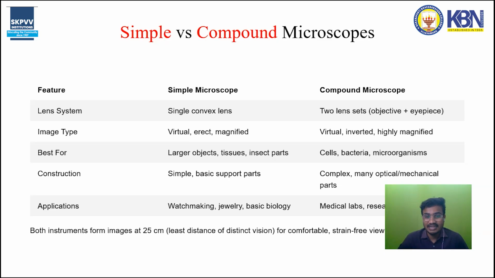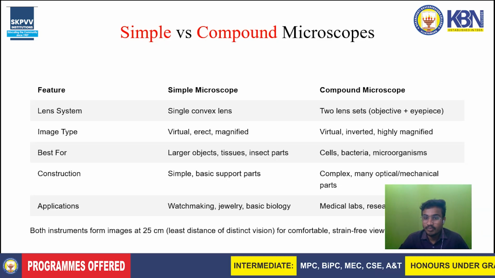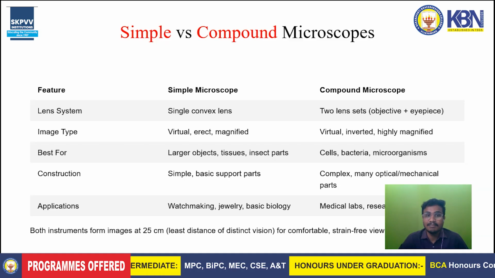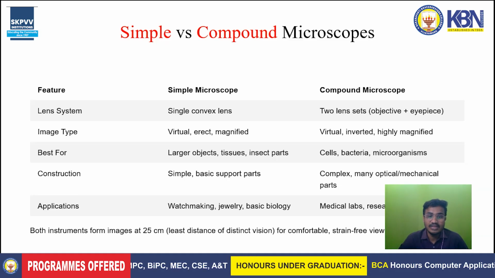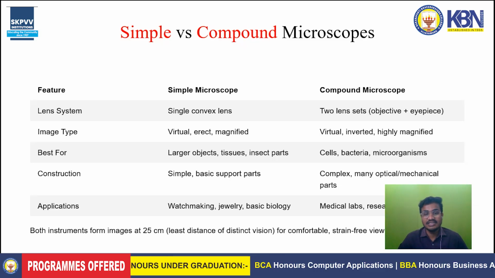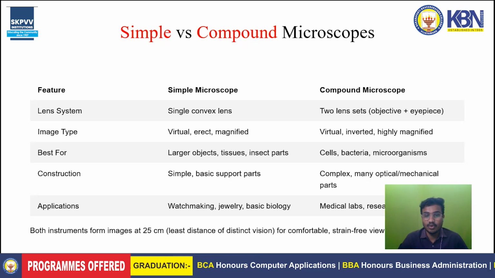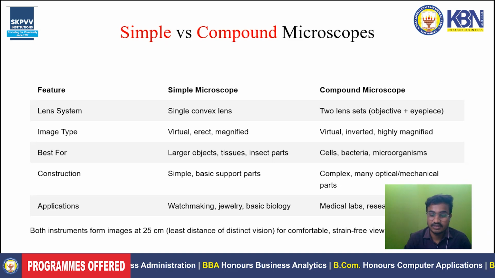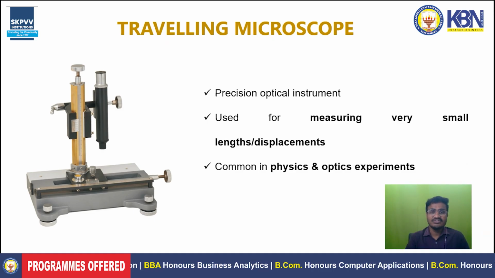The construction of a simple microscope is somewhat simple, whereas the compound microscope is complex and has more mechanical parts compared to the simple microscope. Coming to the applications, a simple microscope is only used in watchmaking, jewelry and basic biology. But compound microscopes are used in forensic laboratories, medical labs and research purposes. It is widely used. So the last one is the traveling microscope.